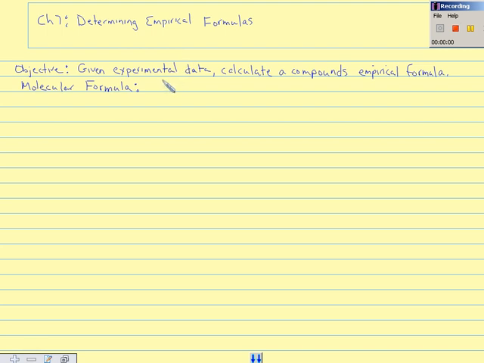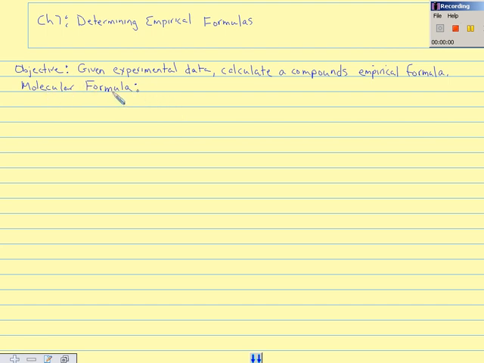Now we're going to be covering Chapter 7, Determining Empirical Formulas. Our objective here is, if I give you some experimental data that has the percent of each element in a compound, you'll be able to calculate the compound's empirical formula. Let's do a little bit of review on some definitions.